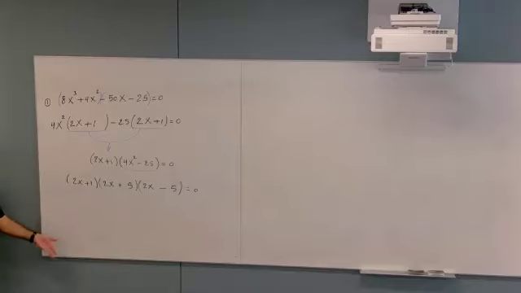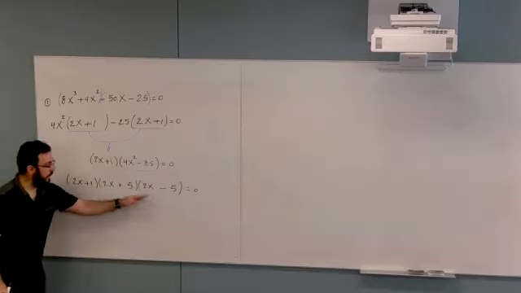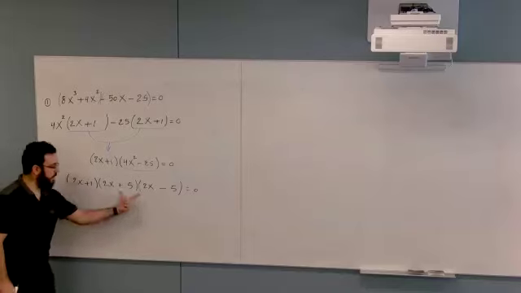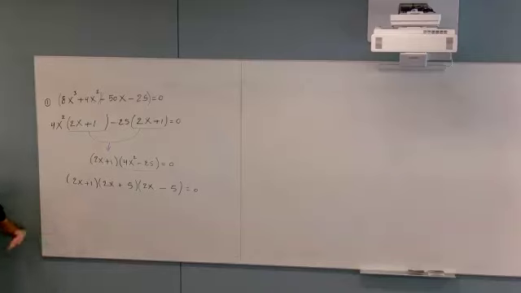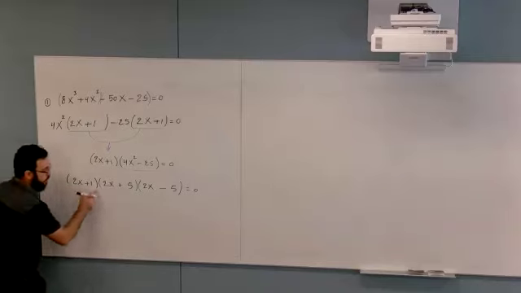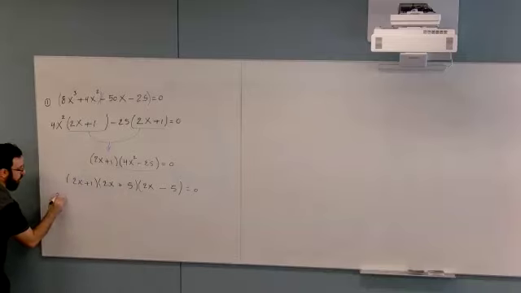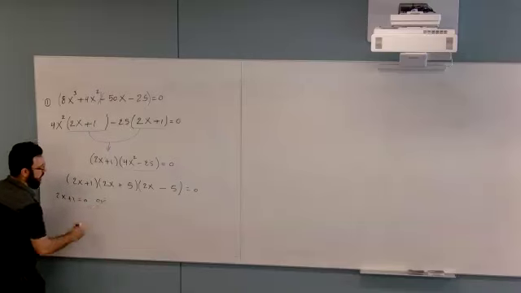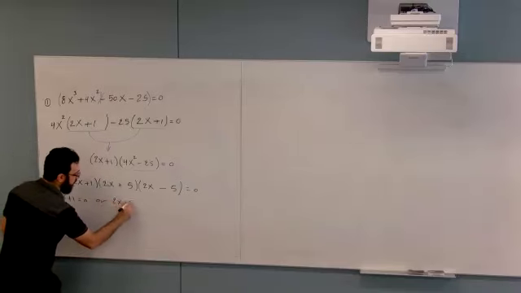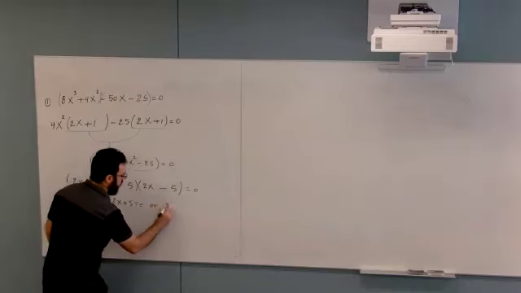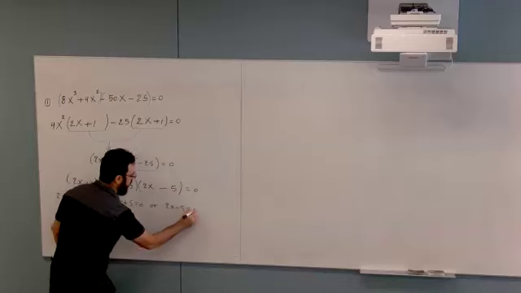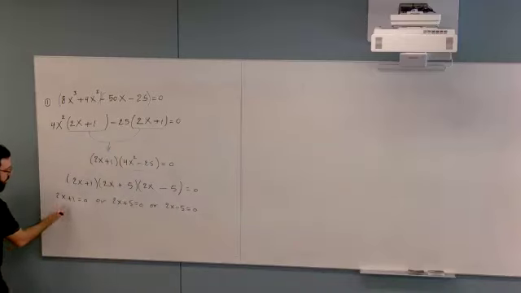Now it became easier. Now 3 terms, 3 parentheses. Now we're going to solve it by using the first property we took, which is the zero factor property. That means this one equals 0: 2x plus 1 equals 0, or 2x plus 5 equals 0, or 2x minus 5 equals 0. How are we going to solve this one?